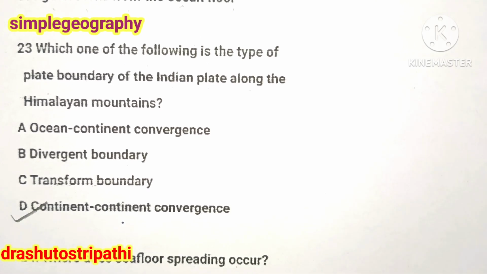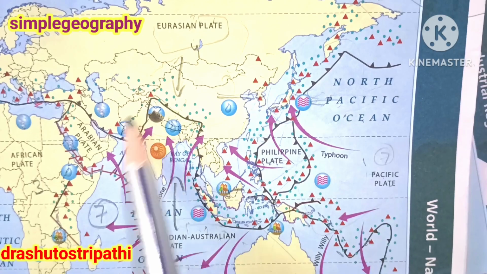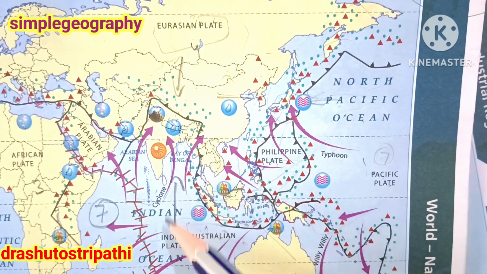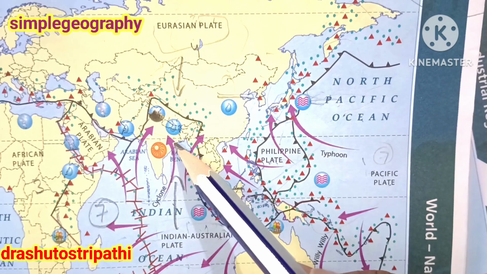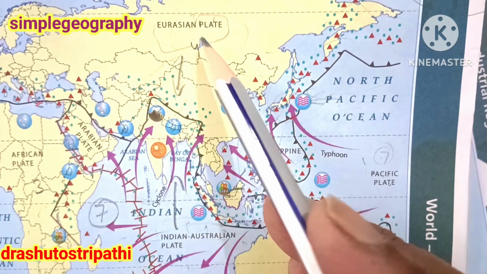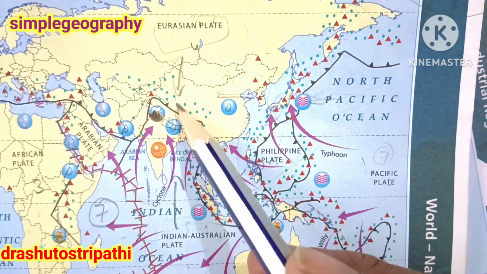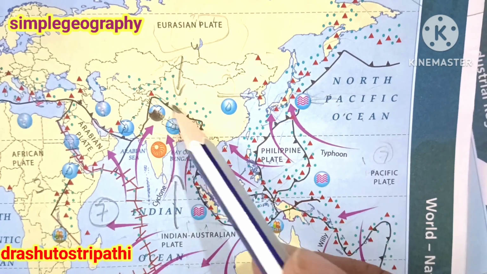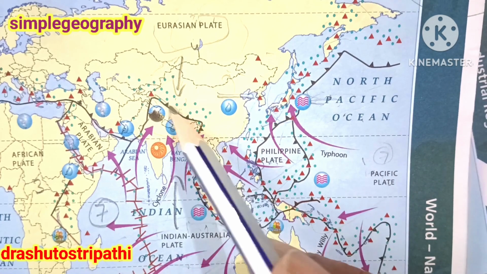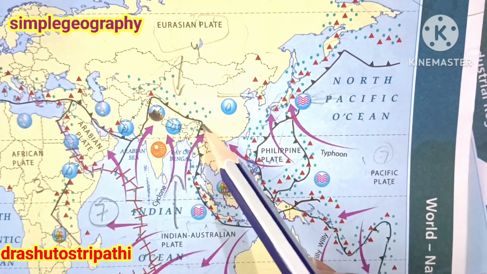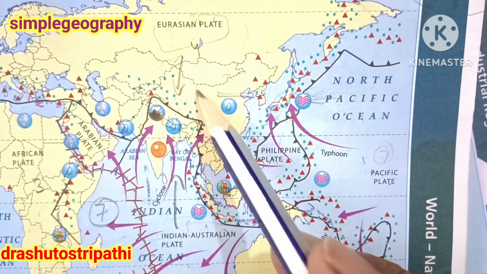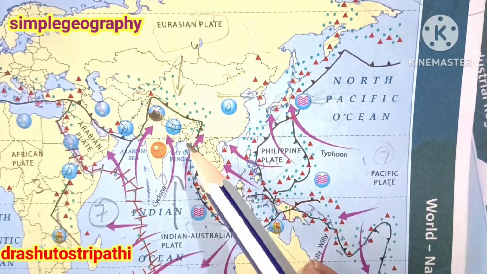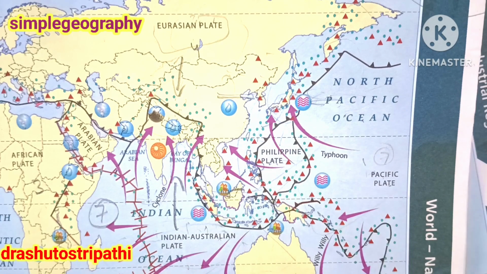Continent-continent convergence. This is the Indo-Australian plate, the whole of this, and this is the Eurasian plate. See this arrow. When this Indo-Australian plate moves towards the Eurasian plate and the Eurasian plate moves towards the Indo-Australian, a collision takes place in the Himalaya. This fault line which you see here in black color actually represents the Himalayan mountain. So Himalayan mountain is the result of the convergence of the two continents.